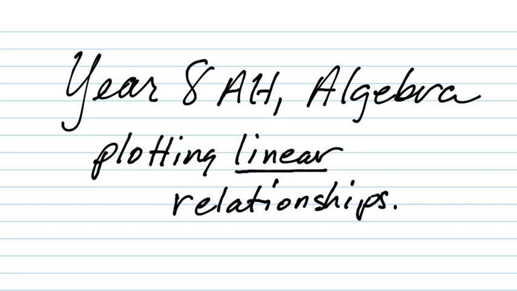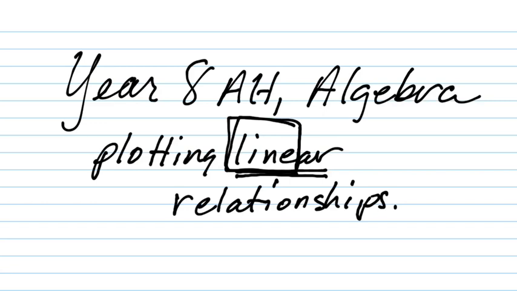So the first thing I want to talk about is just what a linear relationship means. And if you think about it, what is the root word for linear? Line. And that's what we're talking about. We're talking about data that if you put it on a graph, you would end up with a straight line.